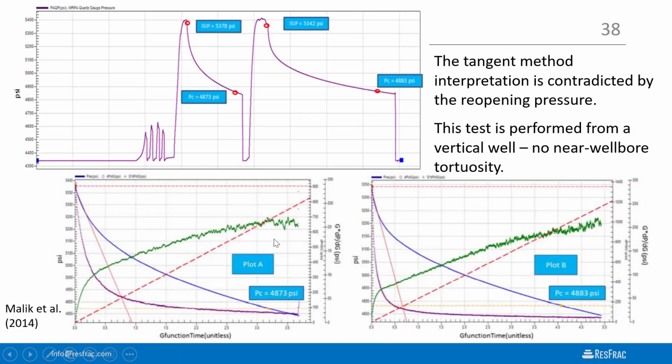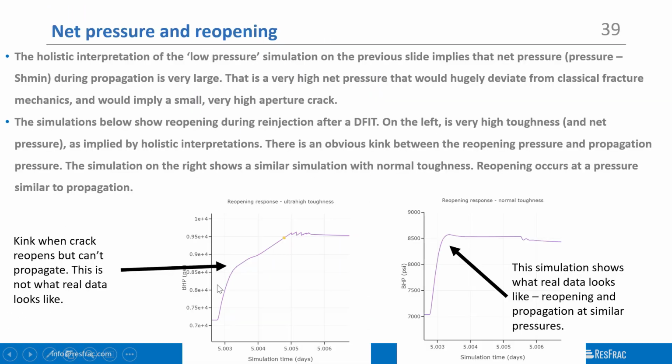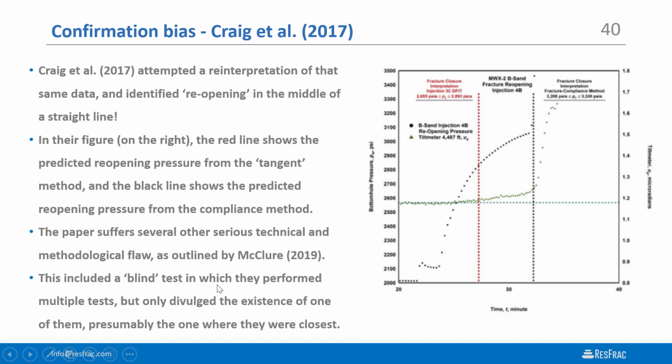So this is why it doesn't make sense to say, oh, we have these huge fracture propagation pressures, because if we did, the crack should still reopen at the lower pressures and then propagate at a different pressure. It would create a kink. I have personally never seen that in data.